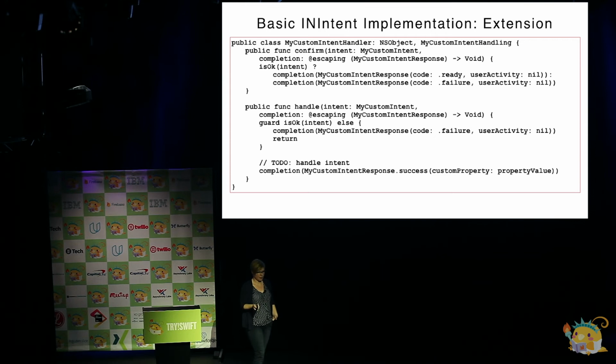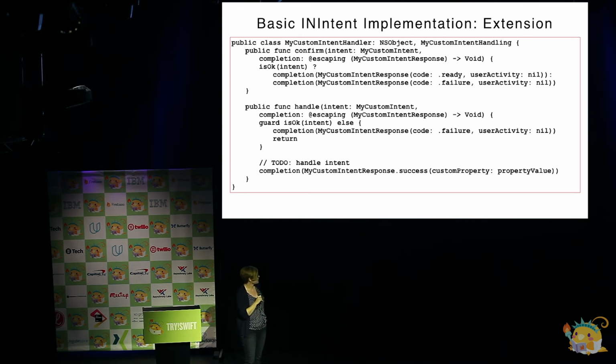You'll always have a handle function. You'll have a confirm function if you have confirmation turned on for your intent. And they're both very similar functions. They just hand you the intent, and you call a completion handler with an intent response when you're done. The intent responses are generated from those response templates. So you've got the generic ones that don't have any placeholders, like my custom intent response.failure, which is just whatever template string that you put in for a failure case.